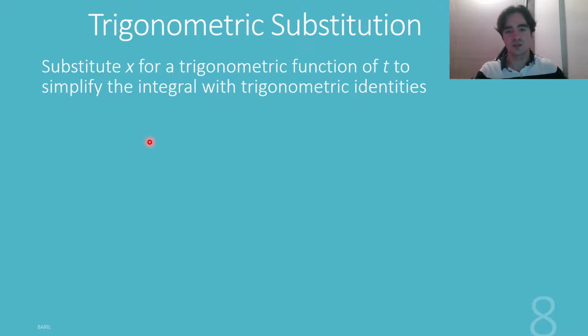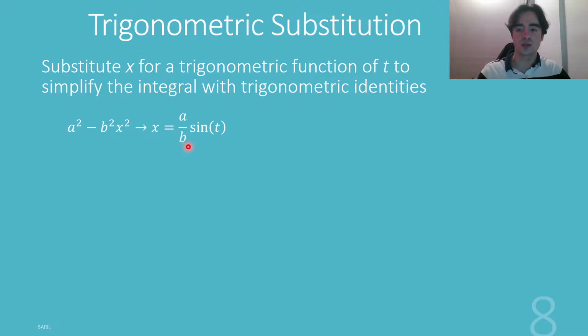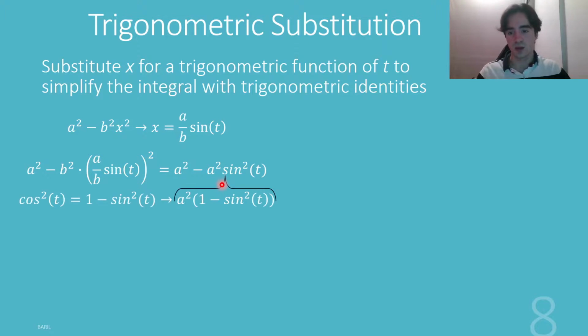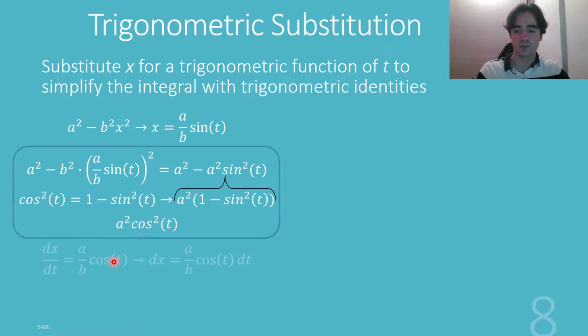For trigonometric substitution, we substitute x for a trig function of t so that we can then simplify the integral with trig identities. So when we have a squared minus b squared x squared, we'll substitute for a over b sine t. And if we bring it into the original expression, it's going to give a squared minus a squared sine squared t. So we can use the trig identity cos squared equals 1 minus sine squared and factor out a so that we are left with a squared cos squared t.